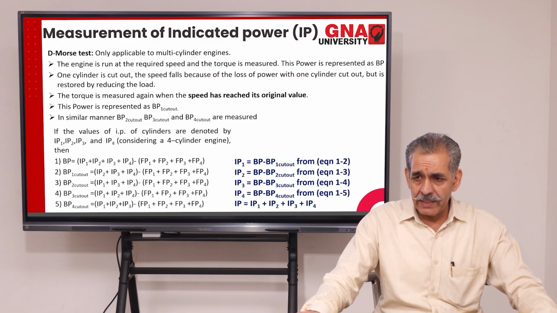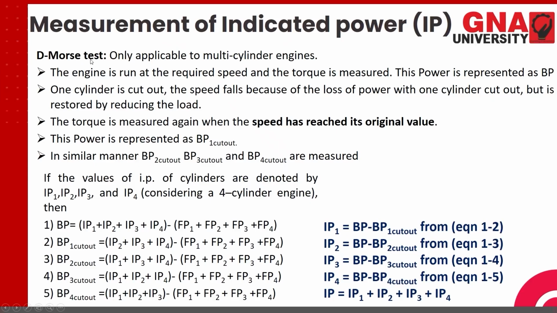Now the other method which is used to measure the indicated power is the Morse test. The Morse test is applicable only to multi-cylinder engines. It cannot be used in single cylinder engines. It can only be applied to multi-cylinder SI engines. Here the engine is run at a required speed and the torque is measured. By using that torque, we measure the brake power, again by using the formula 2 pi N T by 60.